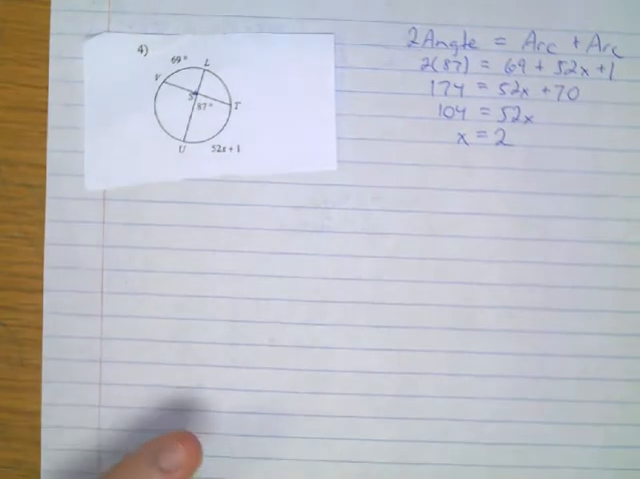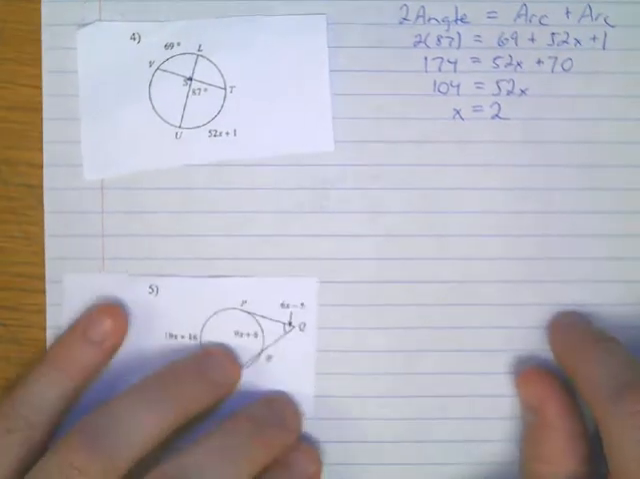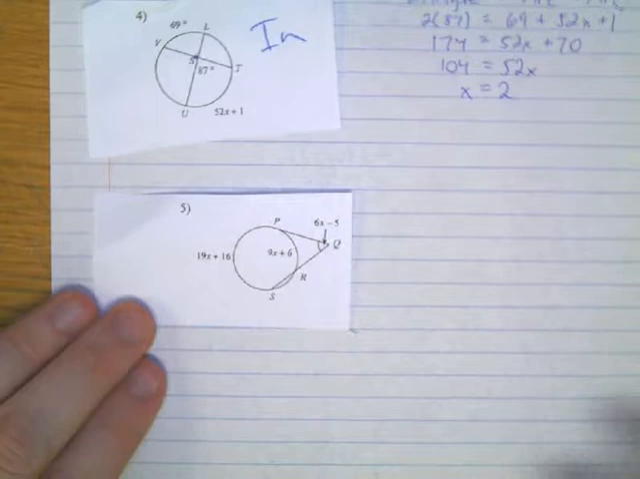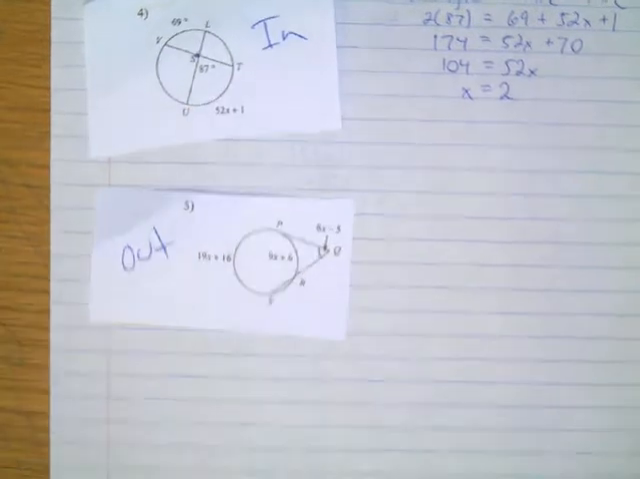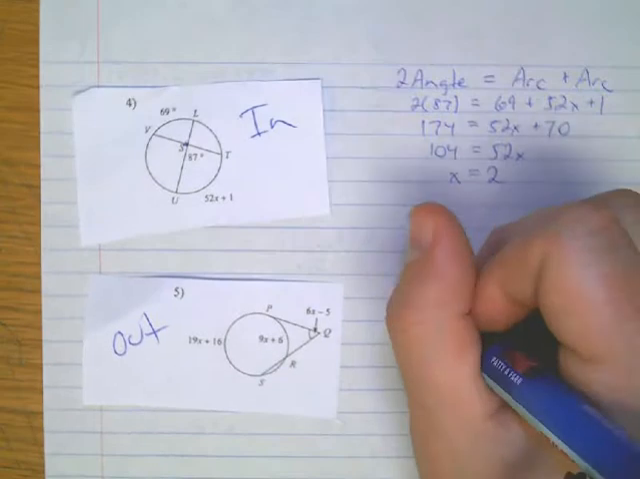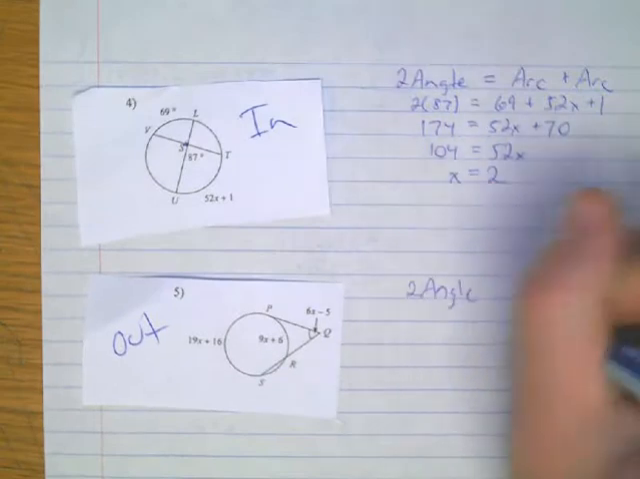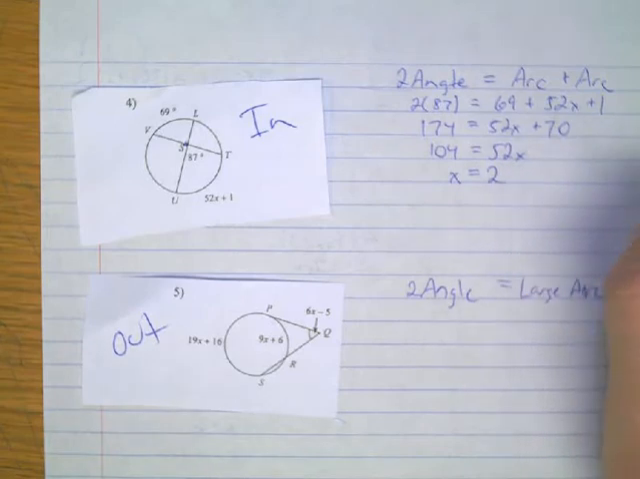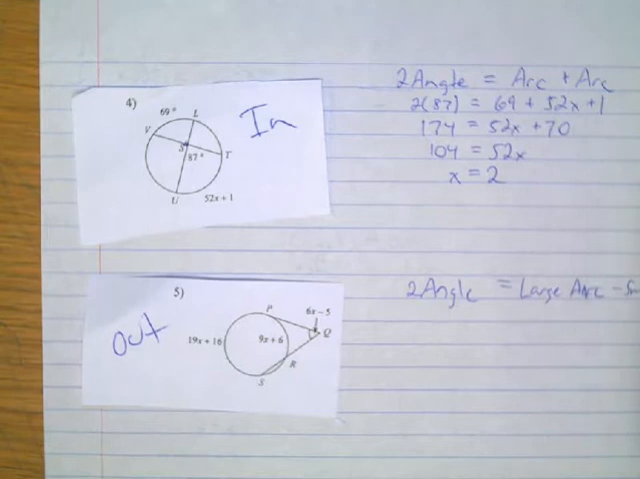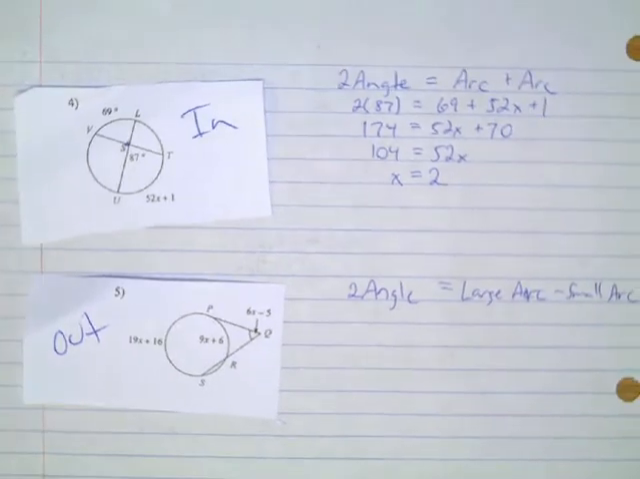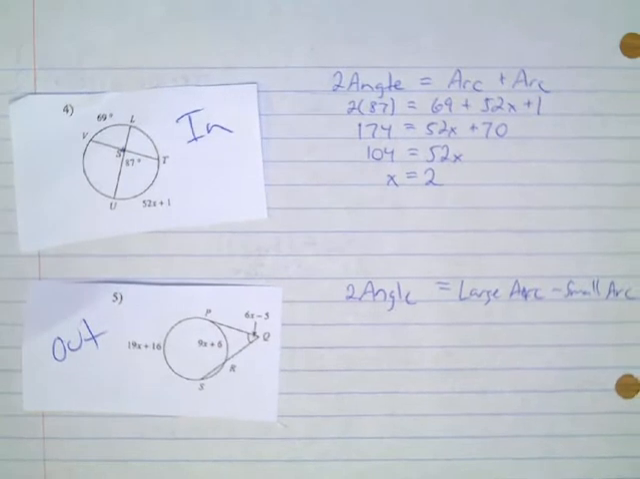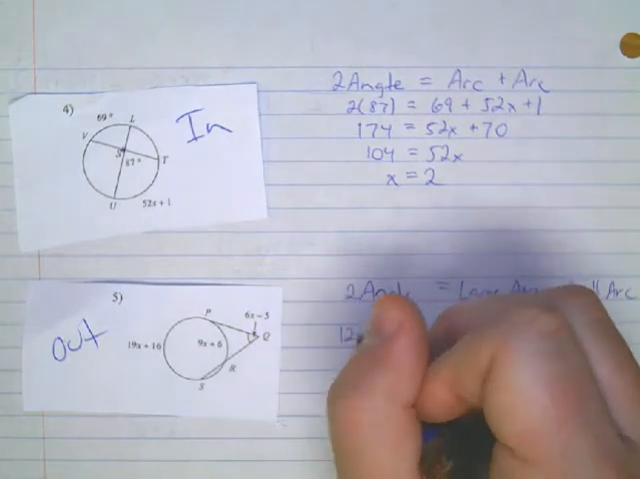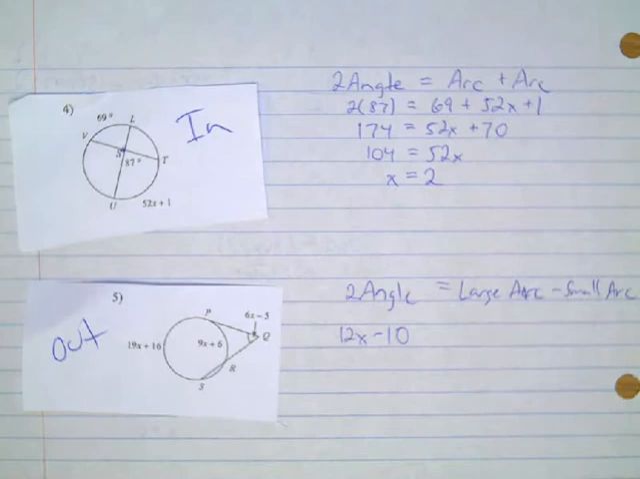And finally, number 5. So that one was inside. Number 5 is outside. So it's still double angle equals, but this time large arc minus small arc. The angle this time is 6x minus 5. How do you double it? You just distribute a 2 in. Everyone with me there?